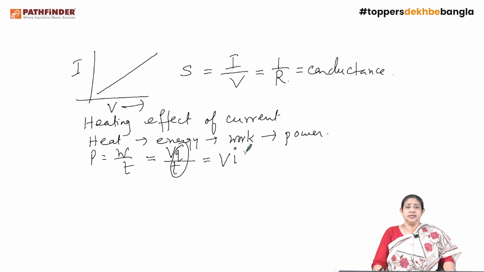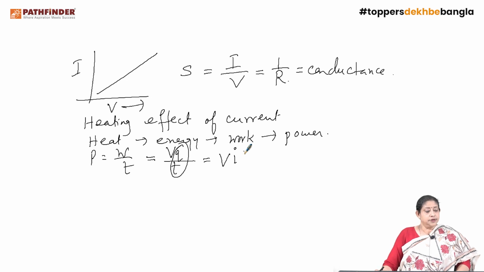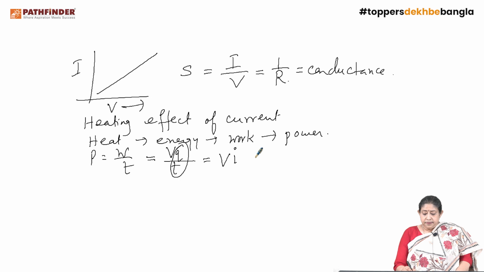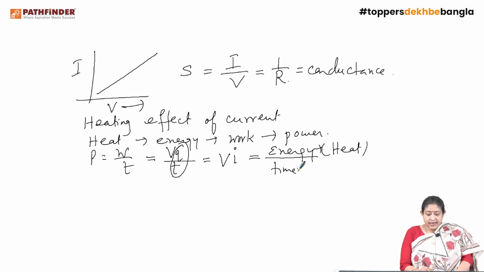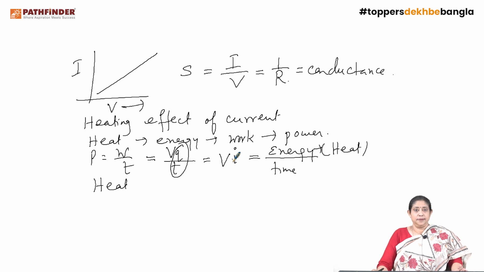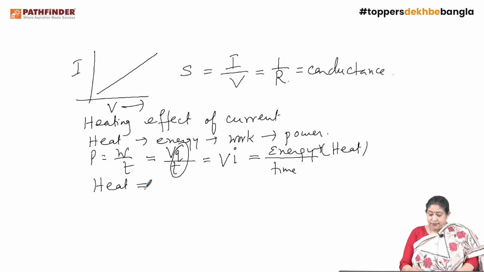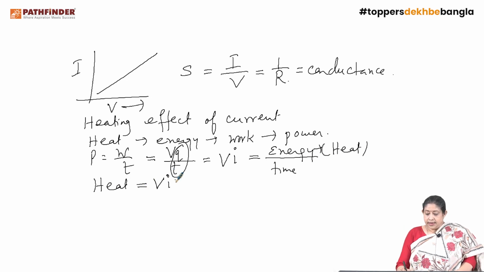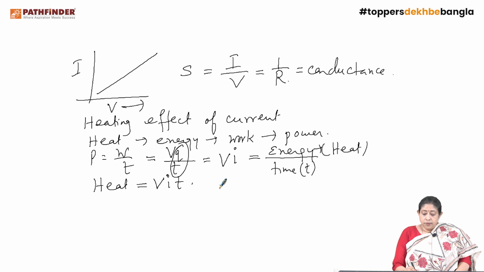So, from here what do we understand? That electric power is equal to potential difference V into current I. Now, this is also equal to energy by time. So, if I take this energy to be same as heat energy, I can write that heat evolved when current I is flowing through a conductor across which a potential difference V is maintained, then heat is equal to V into I into T.